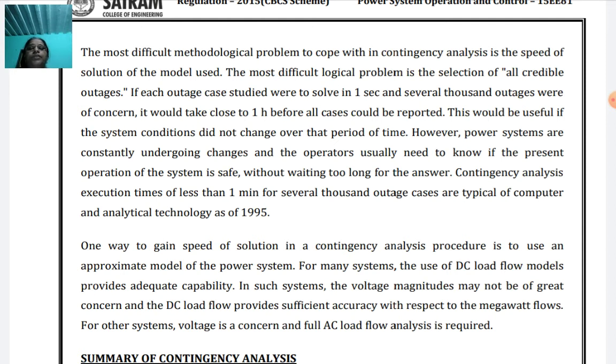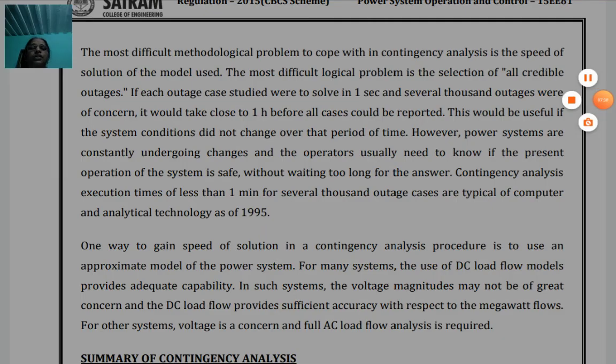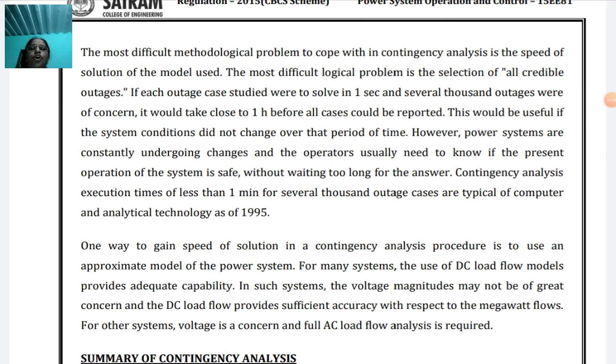Power systems are constantly undergoing changes, and the operator usually needs to know if the present operation of the system is safe without waiting too long for the answer. Therefore, contingency analysis execution times should be less than 1 minute for several thousand outage cases.